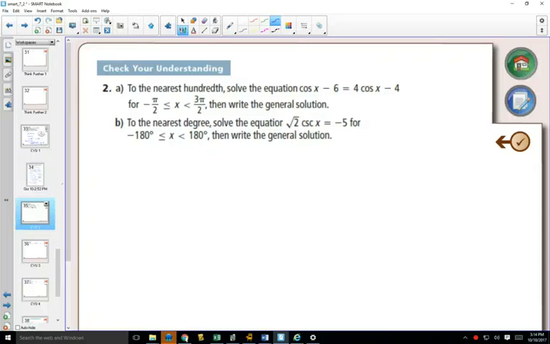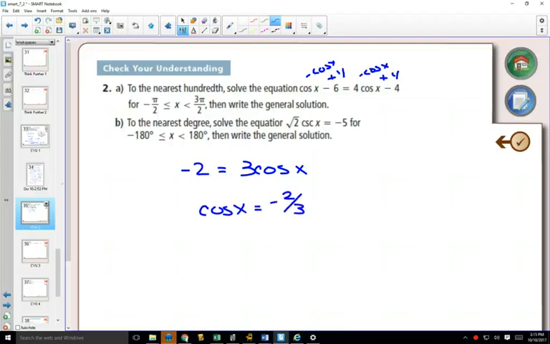Example 2 looks very similar to example 1. The main difference is when you get cos all by itself. So I'm going to add 4 to both sides, subtract cos x on both sides. Can you see that you would get 3 cos x equals negative 2? And when you get cos x by itself, by dividing by 3, you get negative 2 over 3, which is not on our unit circle.